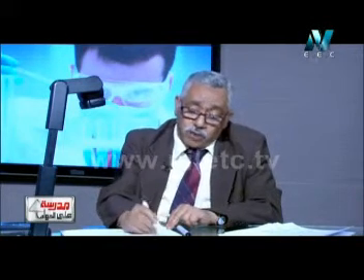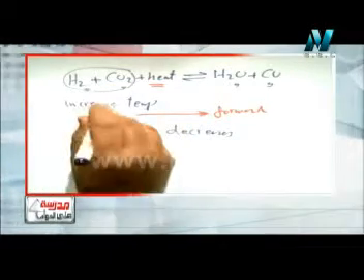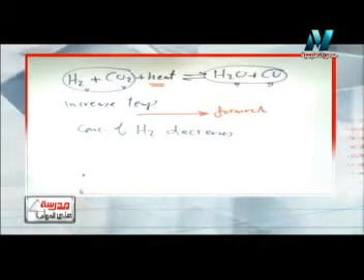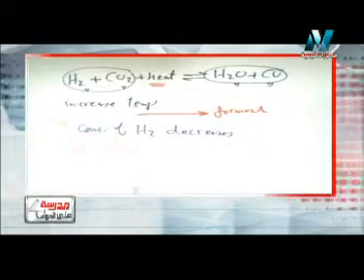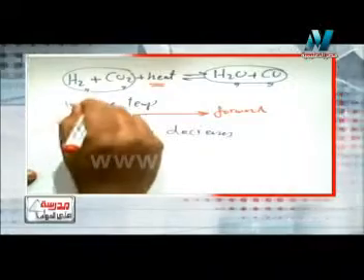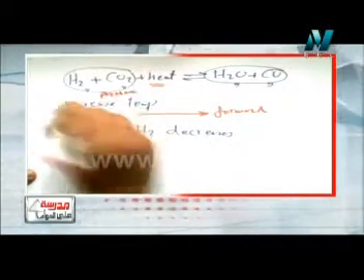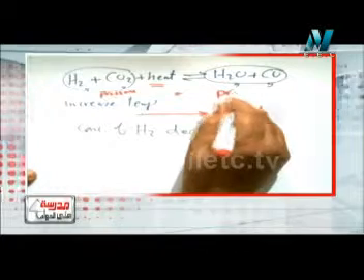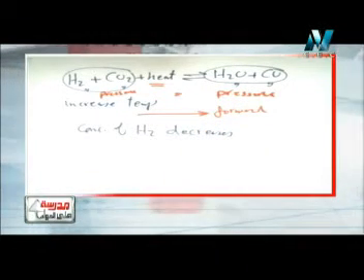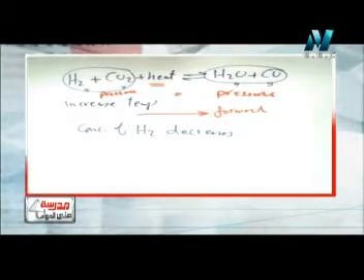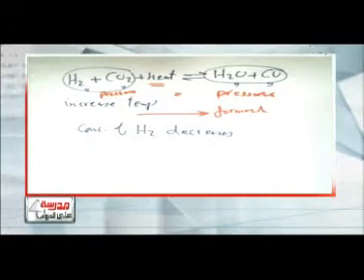What about decreasing the vessel volume? Decreasing the vessel volume means increasing the pressure. But here there are 2 moles of reactants, 1 hydrogen and 1 carbon dioxide, and 2 moles of products, 1 of water vapor and 1 of carbon monoxide. So the pressure here equals the pressure here. So the pressure has no effect. Decreasing the vessel volume has no effect in this reaction.